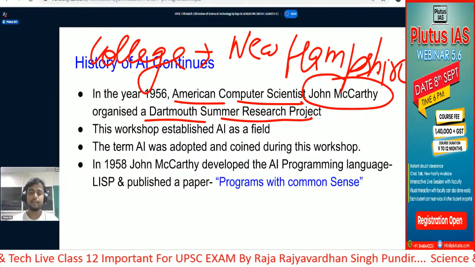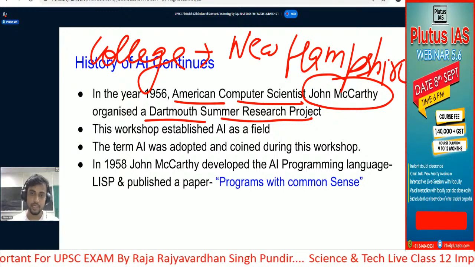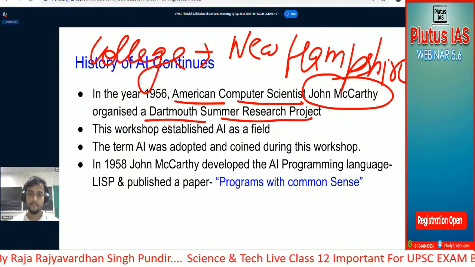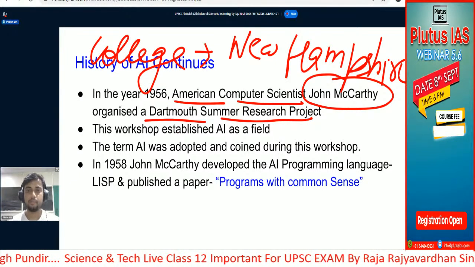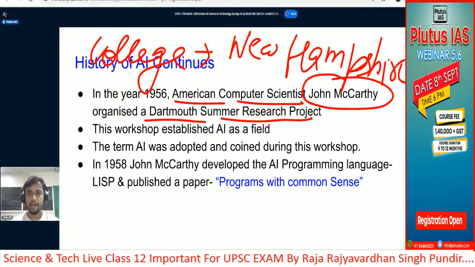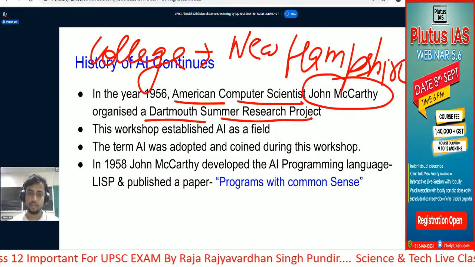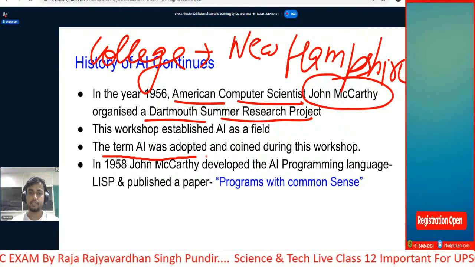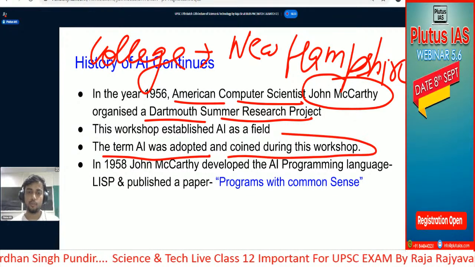In this conference, the summer research project at Dartmouth College, artificial intelligence was established as a separate field. And the term artificial intelligence was coined and adopted during this workshop.